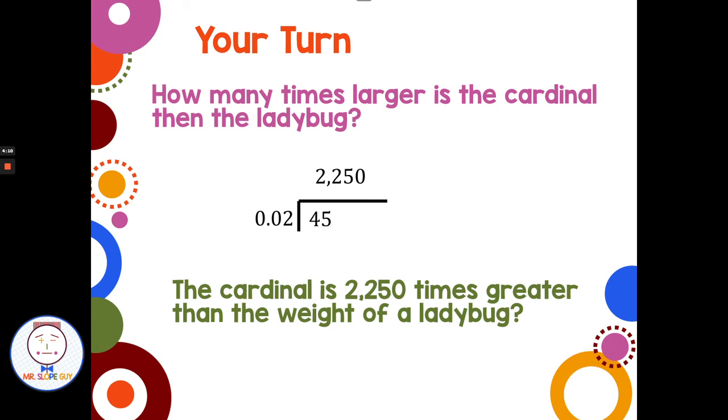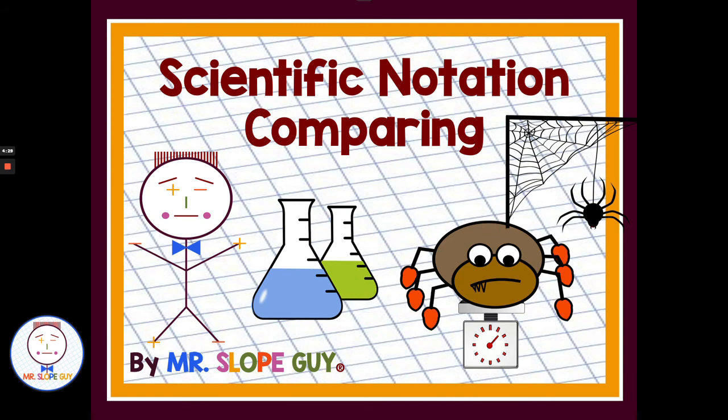So remember, to find out how many times larger something is, we want to use division. Divide our two numbers to find out how many times larger. So we could take that smaller amount, 0.02, multiply by 2,250, and get 45. So we're trying to find the number that we could multiply, and we do that with division. And I hope that helps you guys comparing numbers from scientific notation.